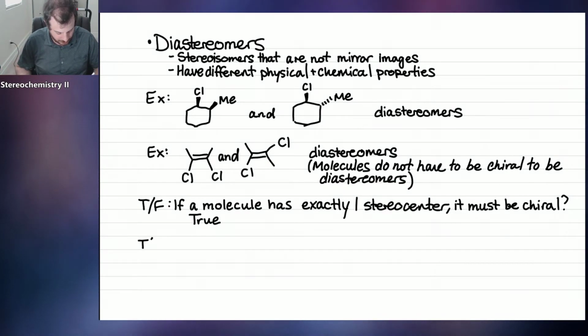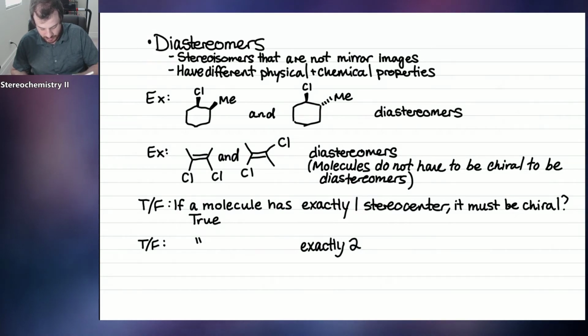Here's another true or false. If a molecule has exactly 2 stereocenters, it must be chiral. I'm just doing the ditto marks to show that I'm copying the same question. What do you think? If a molecule has exactly 2 stereocenters, it must be chiral. False.